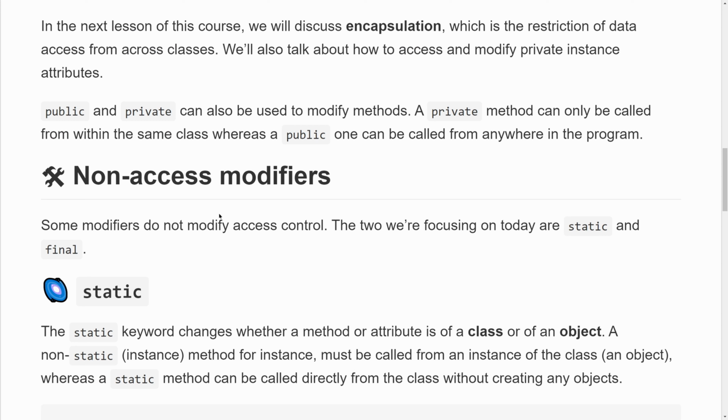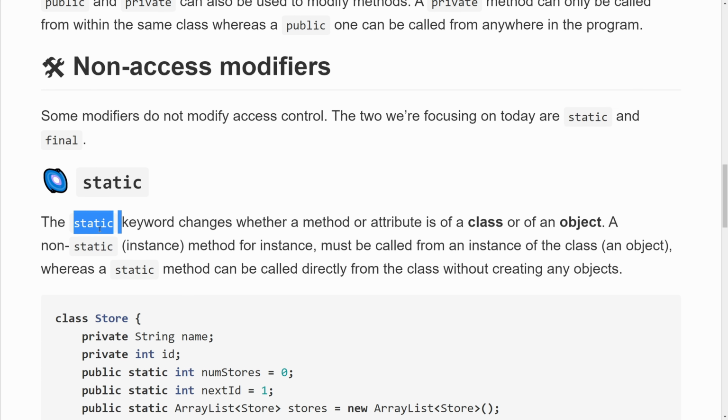Some modifiers do not actually modify access control, and the two we're going to focus on today are static and final. The keyword static changes whether a method or attribute is of a class or of an object. Now remember that an object is an instance of a class, so it's something created from the class. It's something created from the class blueprint.